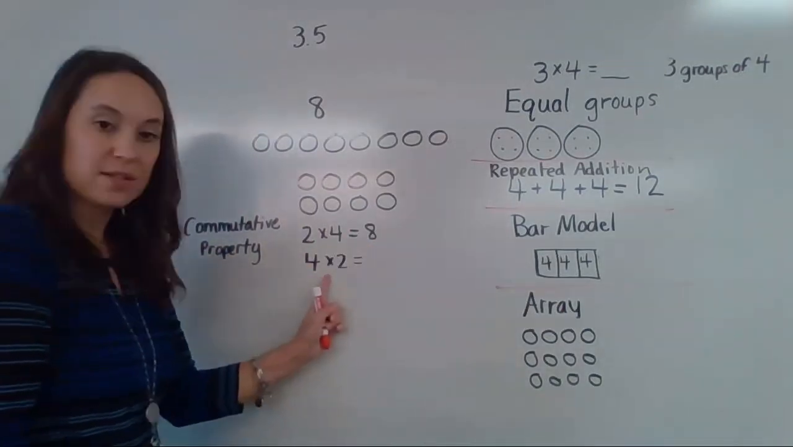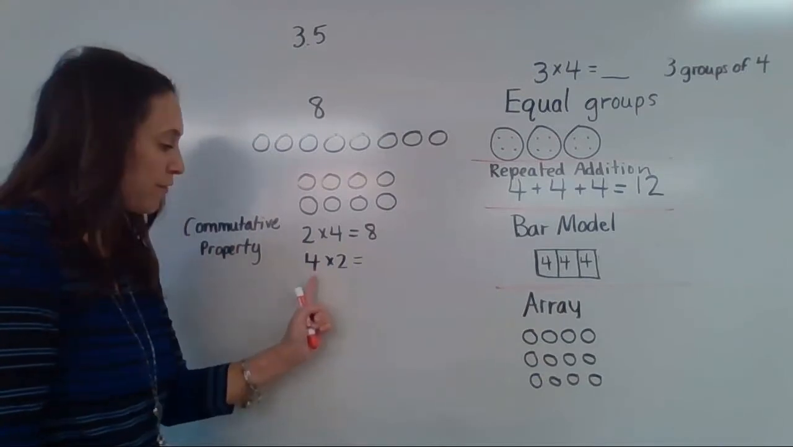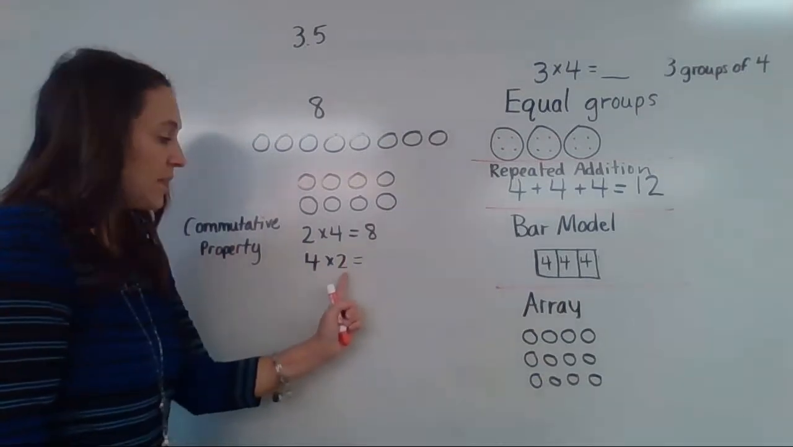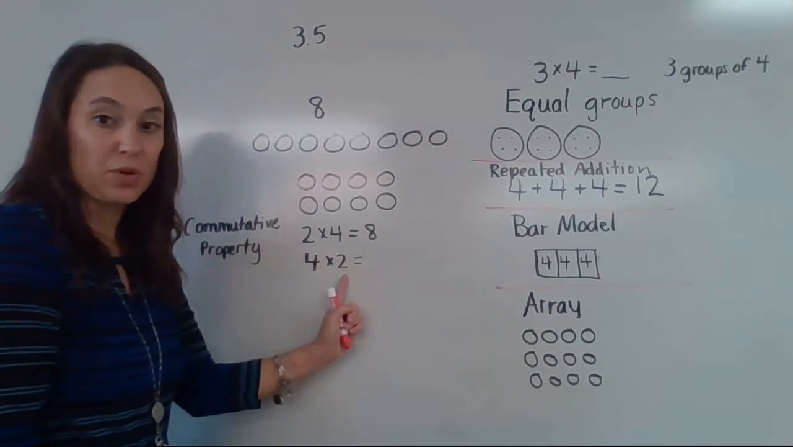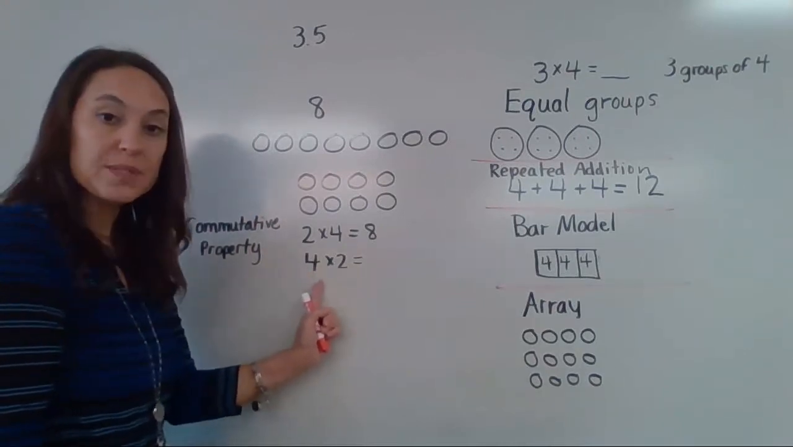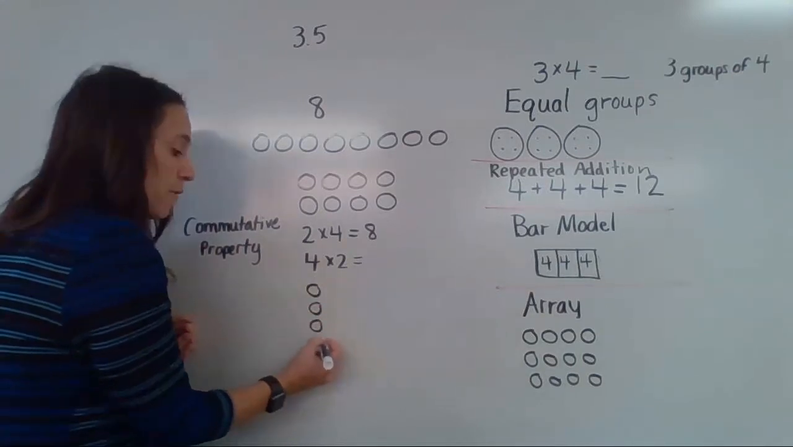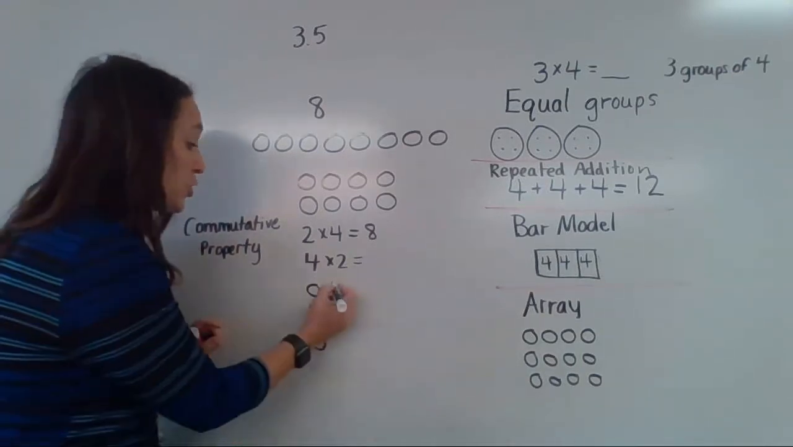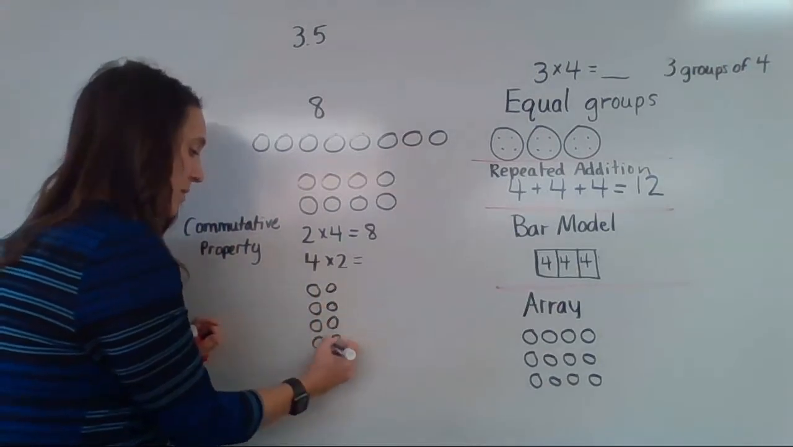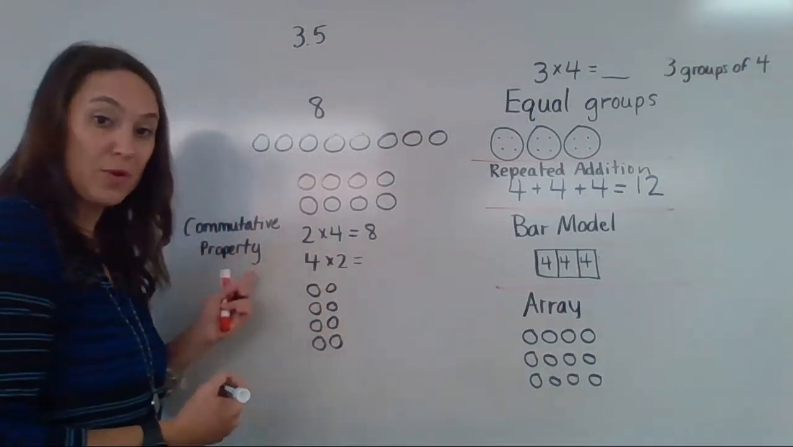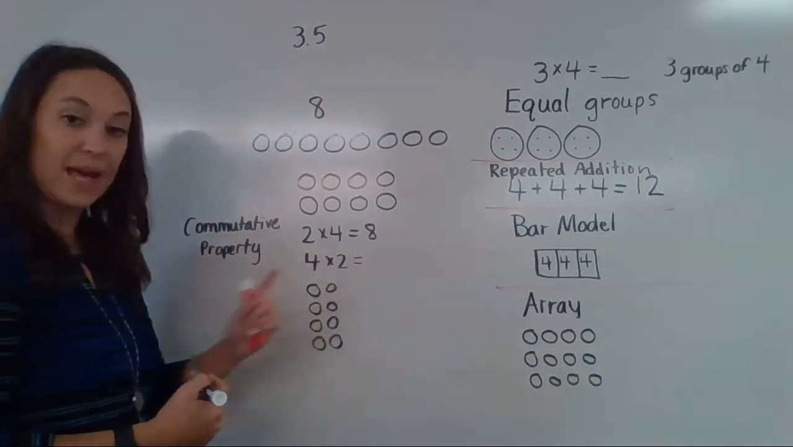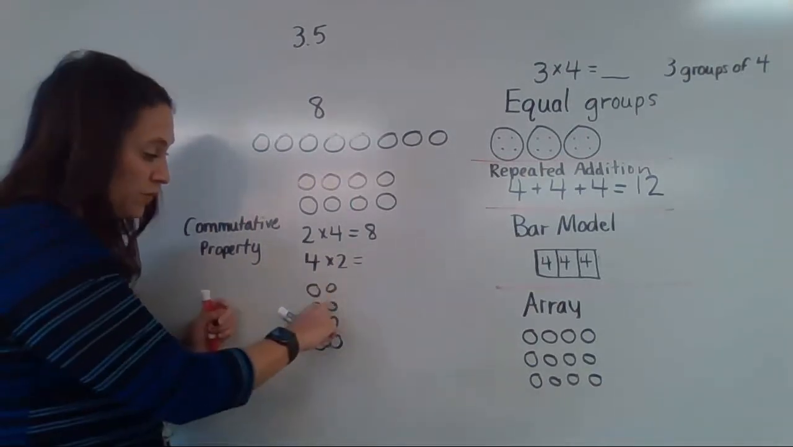Now this changes the way I read this, doesn't it? Remember, the first number is how many groups. The second number is how many in each group. So I have 4 groups of 2. So now I'm going to make an array this way. 4 groups with 2 in each group. Did we get the same product? Is the commutative property correct that we'll get the same answer? Yes, 2, 4, 6, 8.